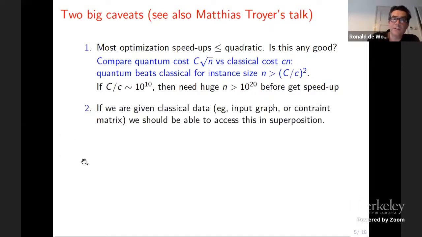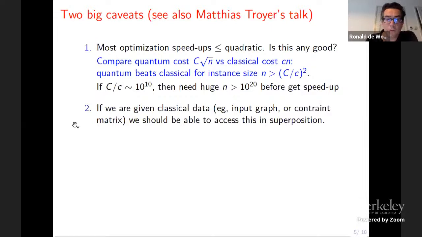And then the second caveat that I want to mention is the issue about how to access data. Most of the problems I'm going to talk about start from classical input, classical data. And this could be, for instance, an input graph, say given as an adjacency matrix, or maybe given as an adjacency list. It could be a matrix in some SDP description. And our quantum algorithm should be able to access this data in superposition.